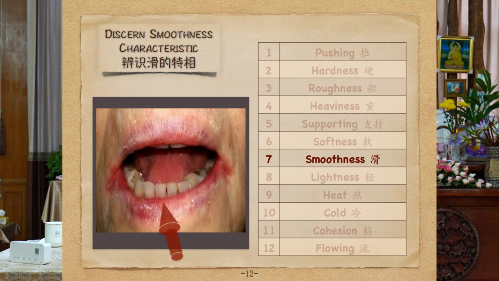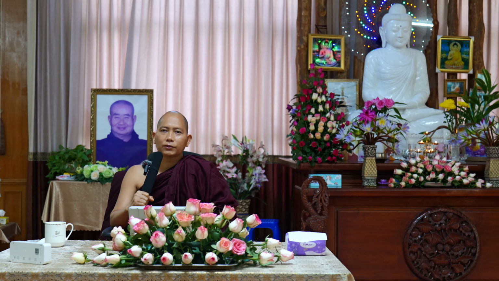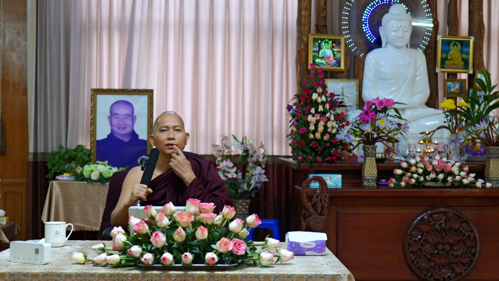Smoothness is the opposite of roughness. Just now you discerned roughness here or here. Smoothness is very smooth. There is also a smoothness characteristic everywhere in your body. You can discern it easily. If you don't understand, you can start beginning from the smoothest area. Where? Here. With your lower lip and the saliva, test with the tongue. You will feel very soft, very smooth. This is smoothness.